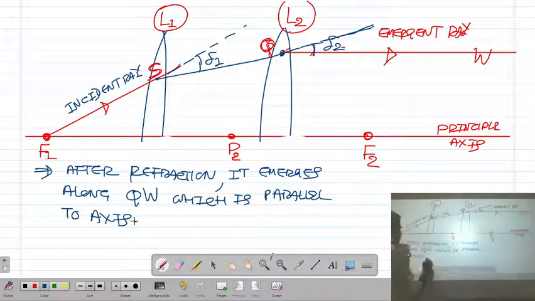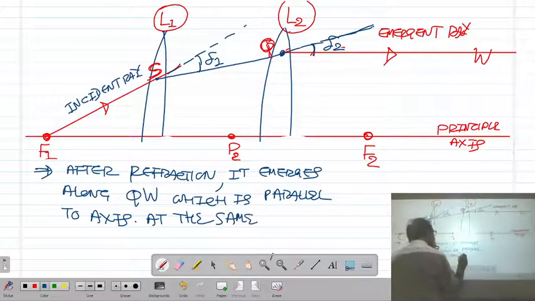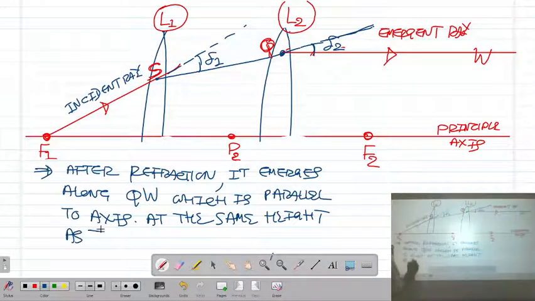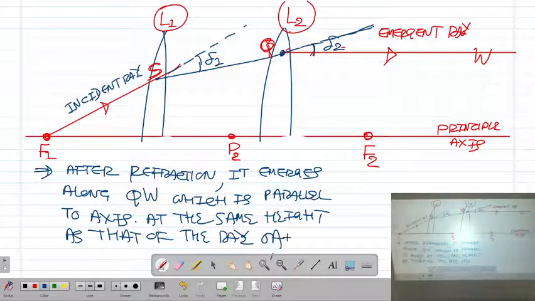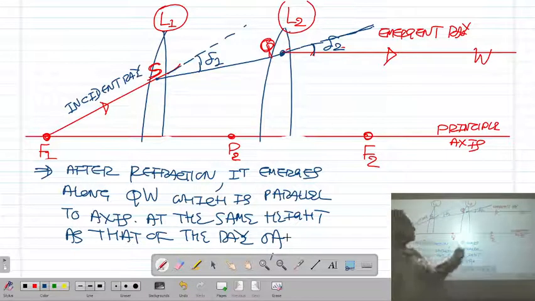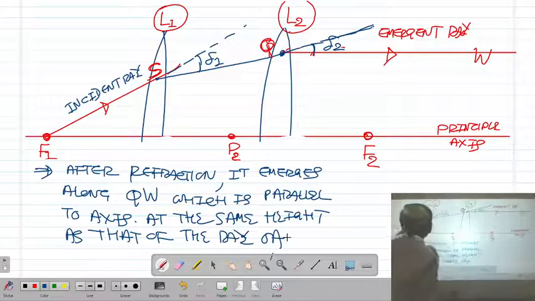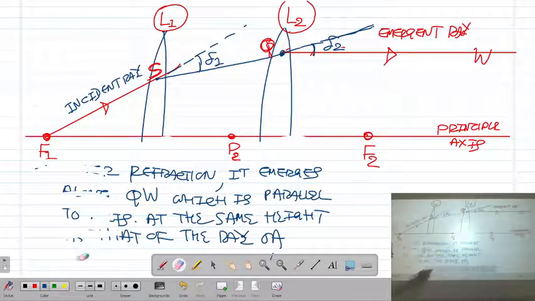At the same height as that of the ray OA. So it emerges out in the direction QW, which is parallel to the axis, at the same height as that of the ray OA. So this is the basic theory.